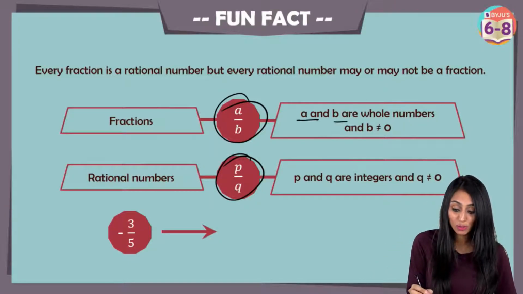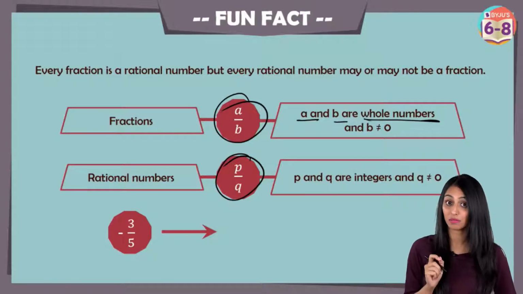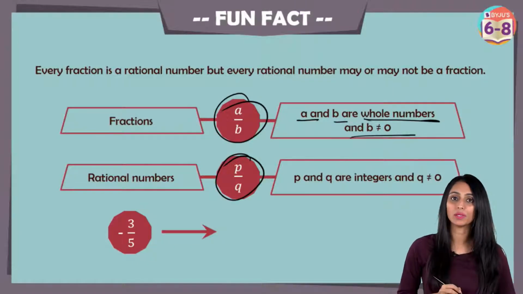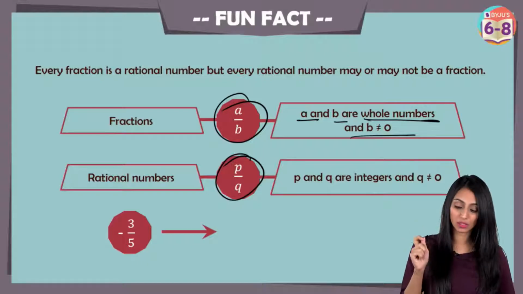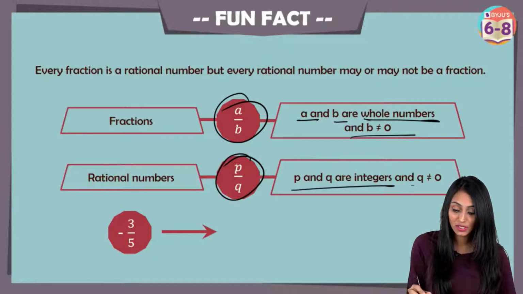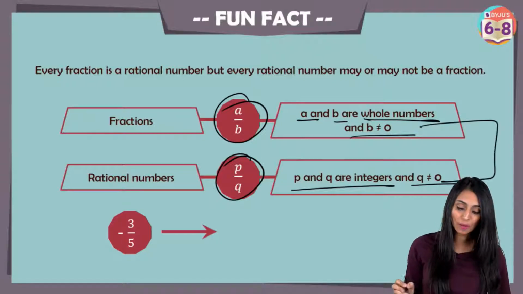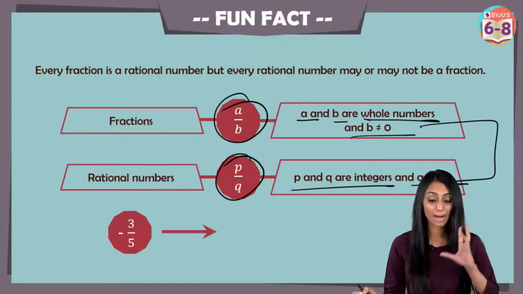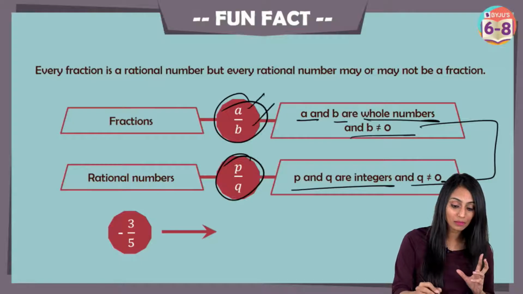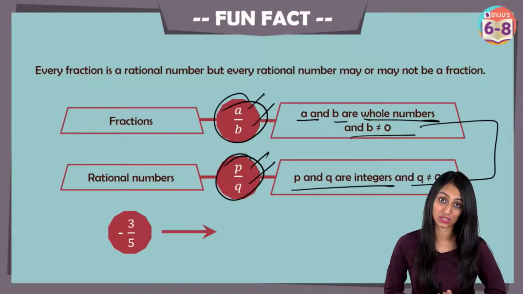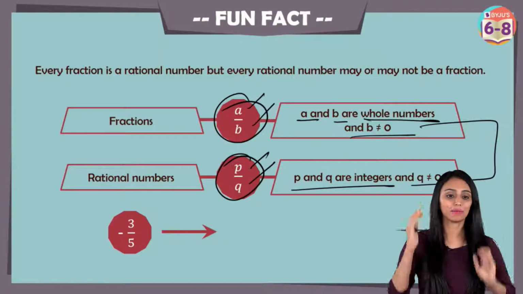Here a and b should be whole numbers, no negative number. b cannot be equal to 0, denominator cannot be equal to 0. Here p and q are integers, q not equal to 0, denominator should not be 0. So both of them have one thing common, that denominator should not be 0, but here a and b are whole numbers, here these are integers, right?